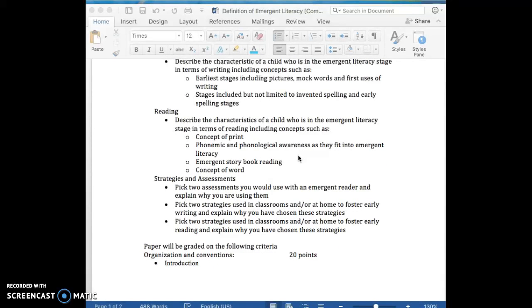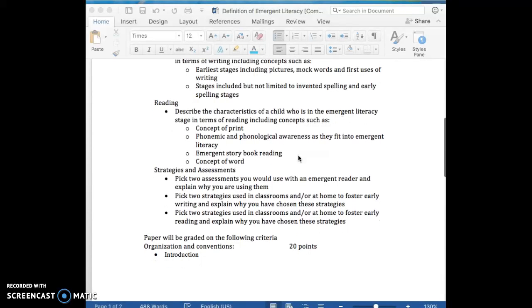And then you'll move into a section about reading, and again you'll do this part in paragraph form, giving the characteristics of a child who's in the emergent stage in terms of reading. So you may talk about concepts of print, phonemic and phonological awareness, emergent storybook reading and concept of word. So a lot of this information is in the book by Marie Clay, and the assessments that we've been doing would also maybe be useful here.